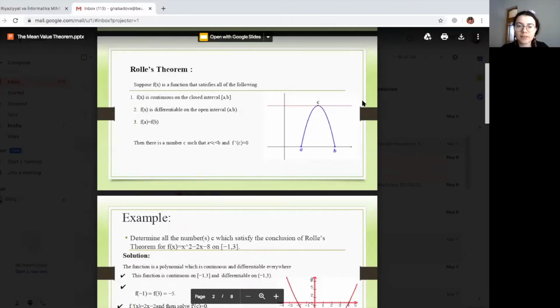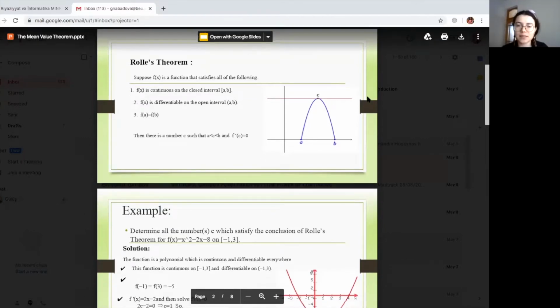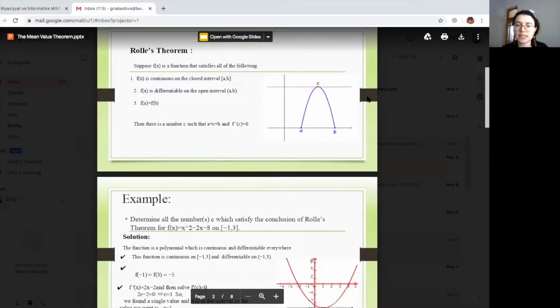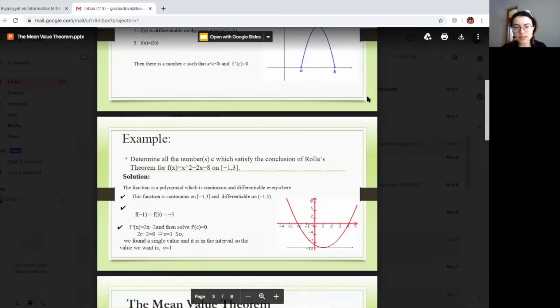Suppose f(x) is a function that satisfies all the following. f(x) is continuous on the closed interval [a, b]. The second is differentiable on the open interval (a, b). And the last one, if f(a) is equal to f(b), then there is a c placed between a and b such that the derivative f'(c) is equal to 0. Let's do an example.